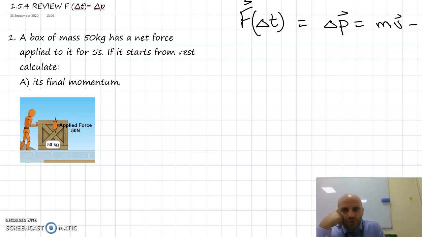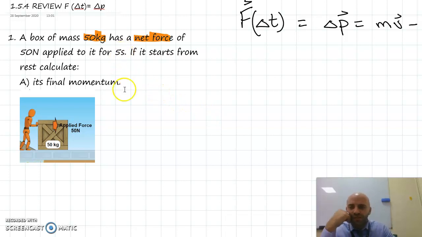Okay, so first of all, I guess we can highlight the important information. So I've got 50 kgs. I know I'm going to have a net force. Net force of 50 newtons applied to it for 5 seconds. So I've got my 5 seconds, my 50 newtons, and we know it's going to start from rest. And if it starts from rest, that means that the initial velocity or the initial speed is going to be 0.